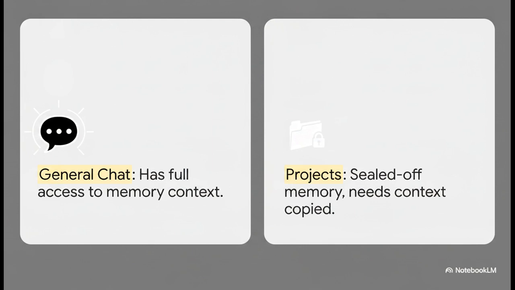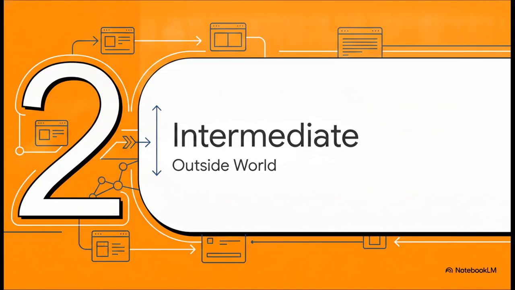So if you overuse projects, you're going to find yourself constantly re-explaining your context every single time. Honestly, keep it simple. Maybe just one work project and one personal project. And remember, you can always toggle any chat in or out of a project whenever you need to. Moving on to part 2, intermediate, connecting to the outside world.